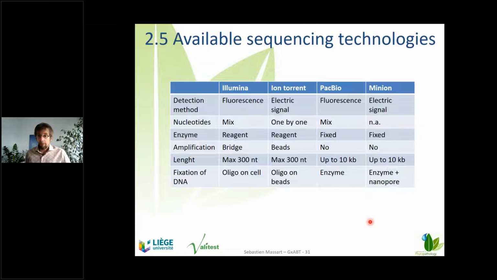Anyway, I have put here, for your information, a table with a comparison of them. You will see the detection method is either by fluorescence or electric signal. The nucleotides are pushed into the flow cell through a mix or one by one. The enzyme has some specificities, the amplification too. The length is important because you see there are the two short-length sequencing and the two long-length sequencing, PacBio and MinION. They have interesting applications, also to reconstruct genomes and so on.